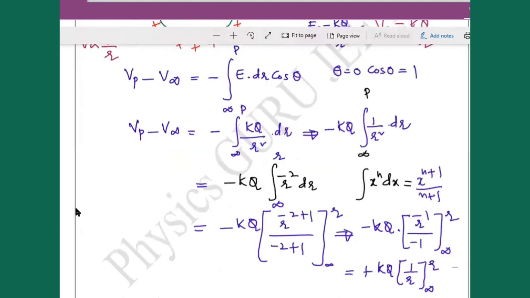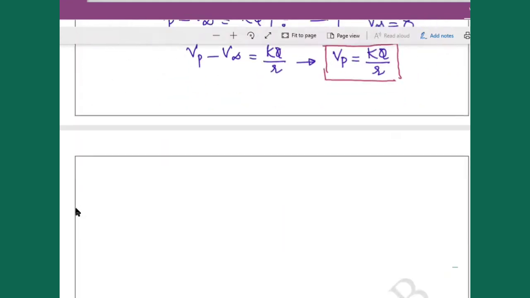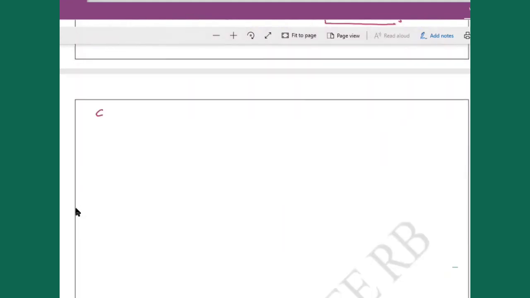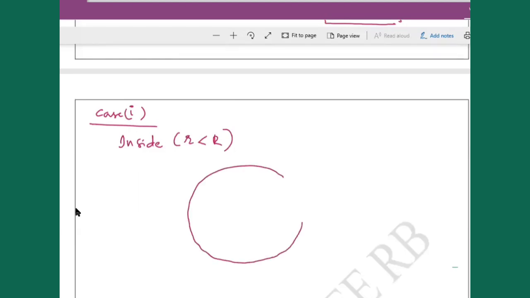Now let me draw here case 2. Case 2 is nothing but inside. How to calculate inside? Inside is nothing but r is less than R. Right? Let me draw the sphere. Fine. Inside we want.